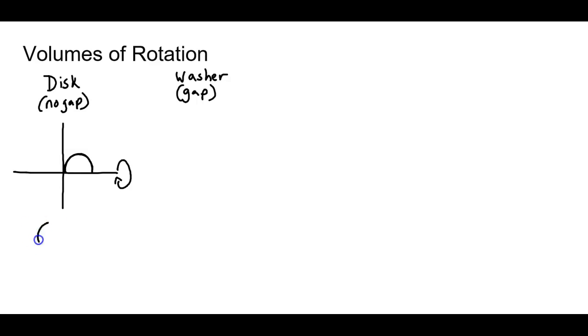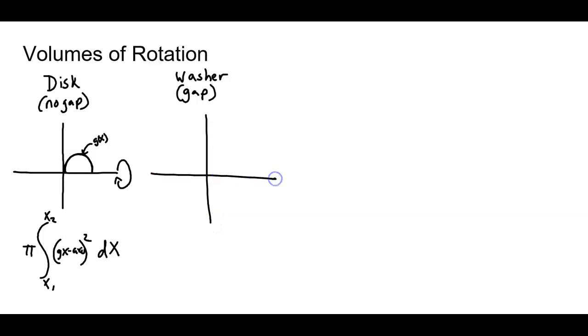The way that that would work would simply be you go from your first x value to your last x value, and it's going to be pi times the radius squared, where the radius is this function here and its distance from the axis. So g of x minus the axis, and there's that. Now, the washer method is if you have a gap.